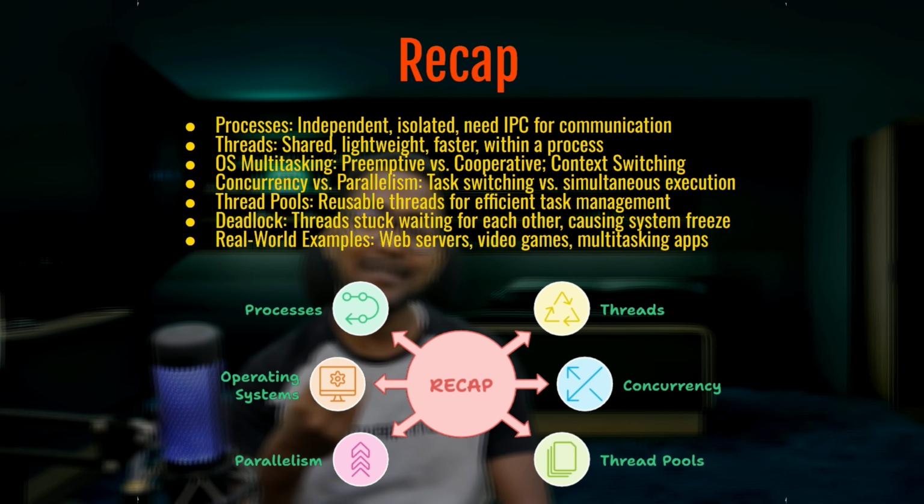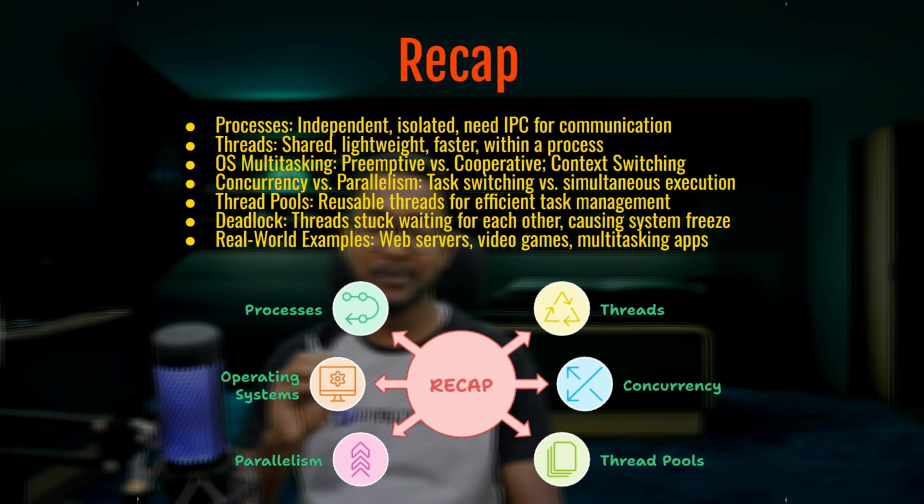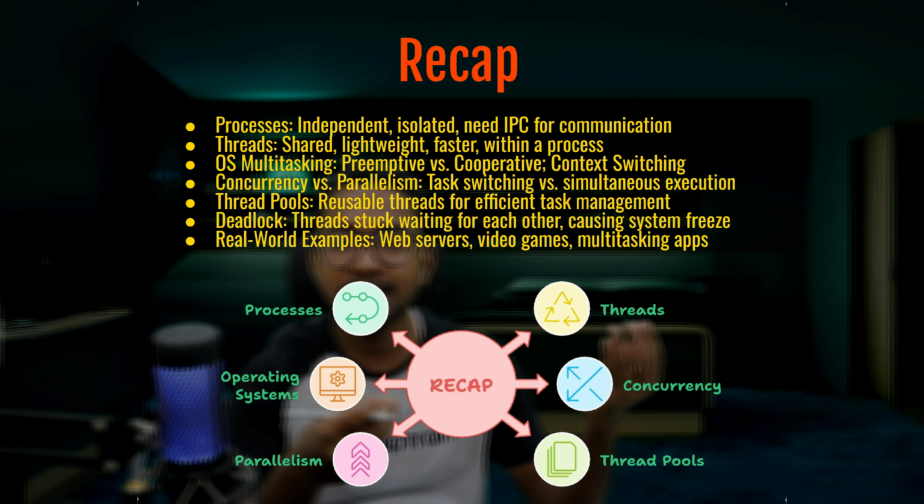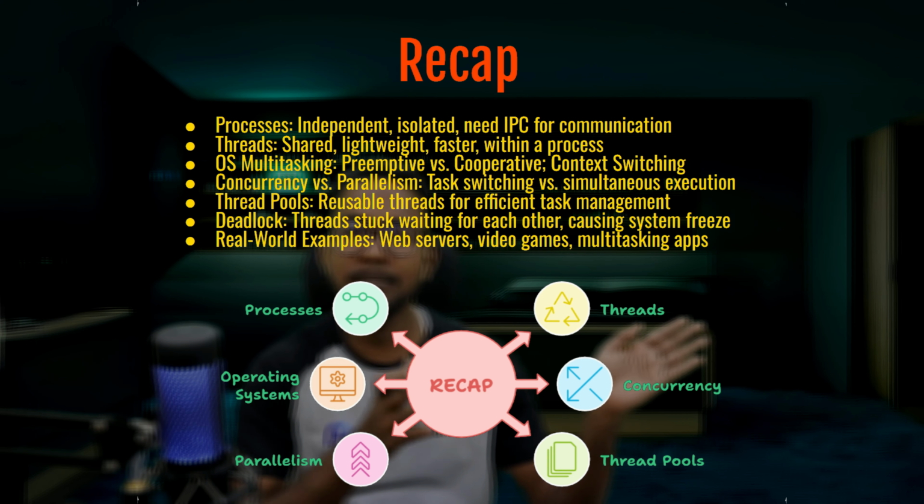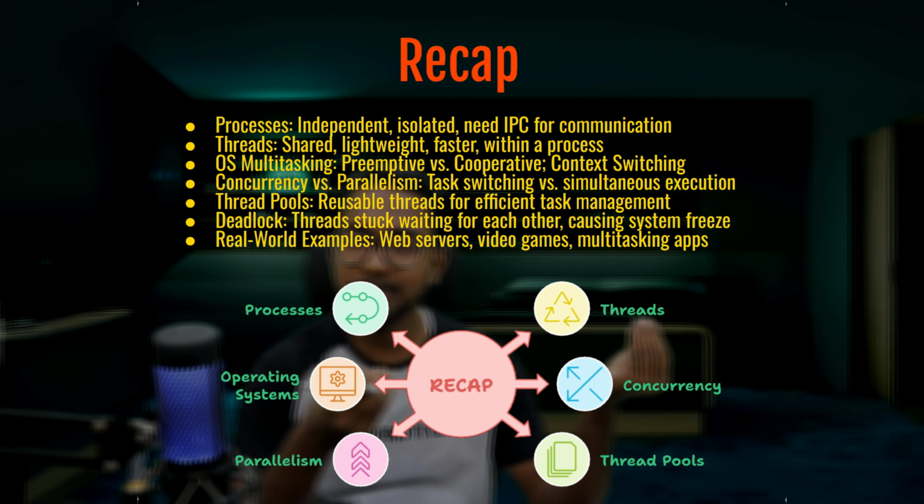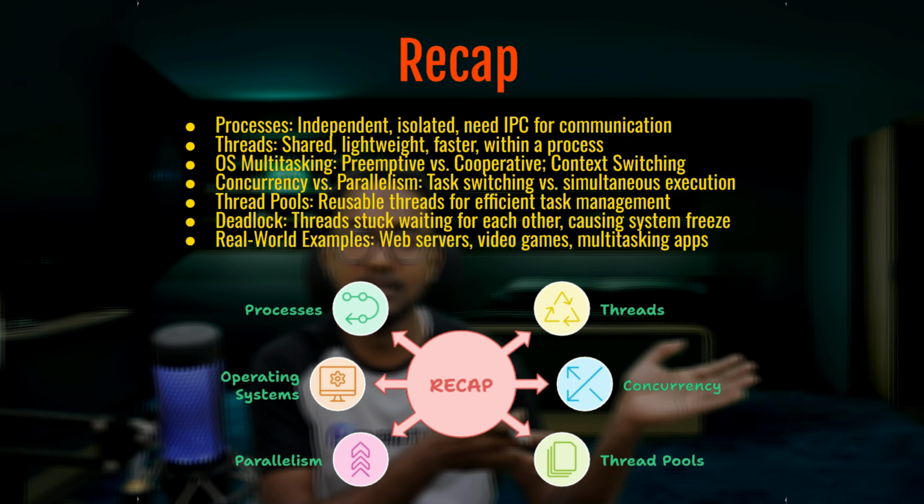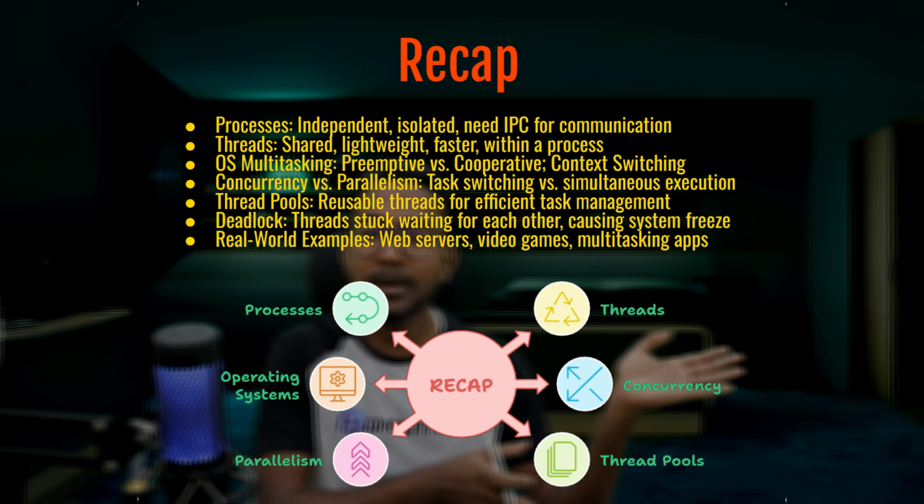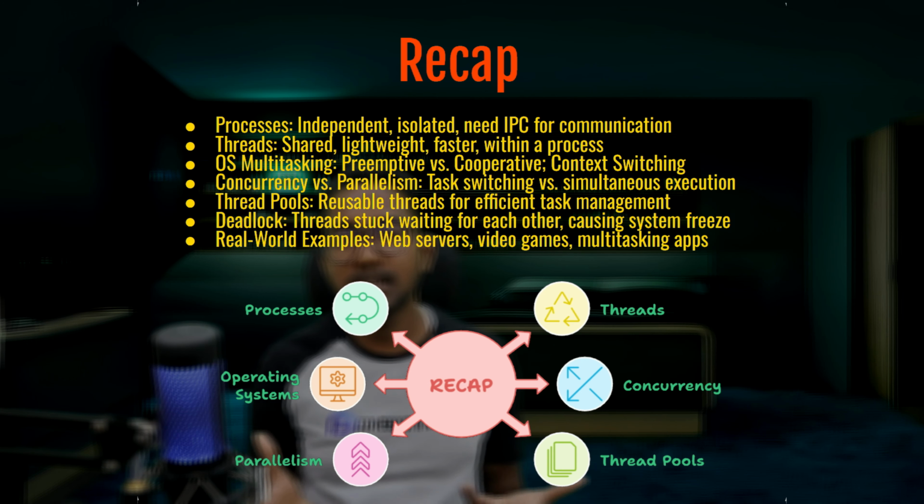Alright, let's quickly wrap up everything that we have covered in today's video with a quick recap of key points. First, we talked about processes. These are independent units of execution, meaning they have their own memory and resources because they are isolated from each other. Processes need inter-process communication, or IPC, to communicate with one another. This isolation helps maintain system stability, but it also makes processes heavier and slower to switch between.